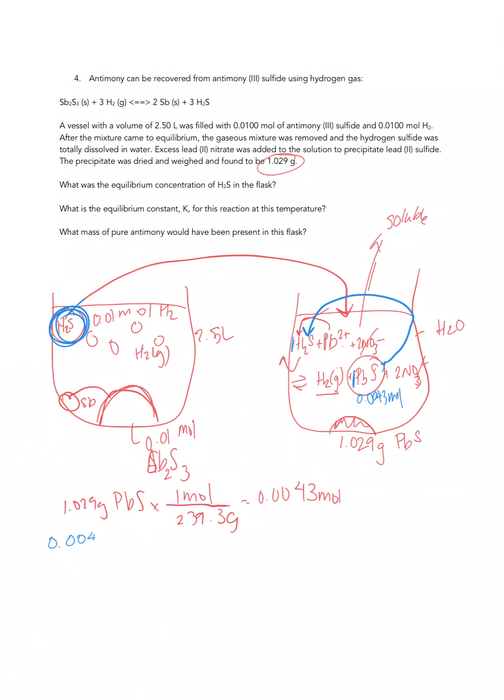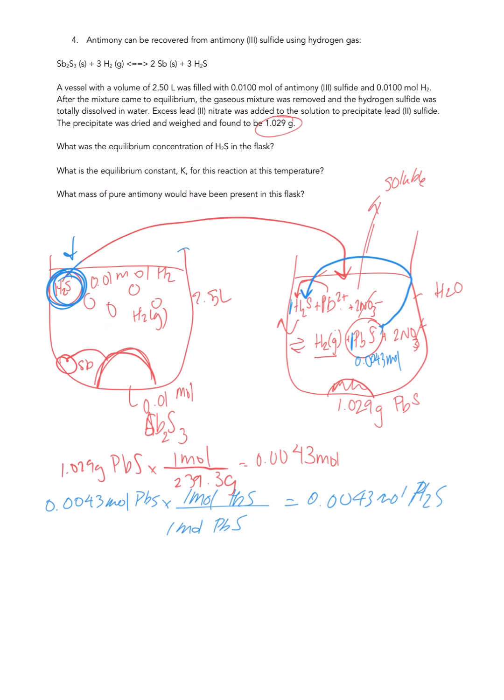So 0.0043 moles of PbS times 1 mole of PbS per 1 mole of H2S, all right? That gives us 0.0043 moles of H2S. Great. So we know how much H2S has been produced as a product of this reaction, assuming we haven't lost any. So that brings us to the question, what is the equilibrium concentration? This amount here is the amount that is produced at equilibrium. All right, so this is our X in moles.